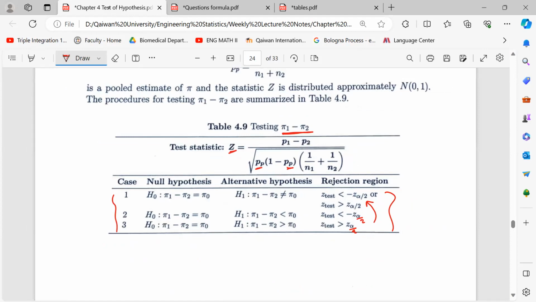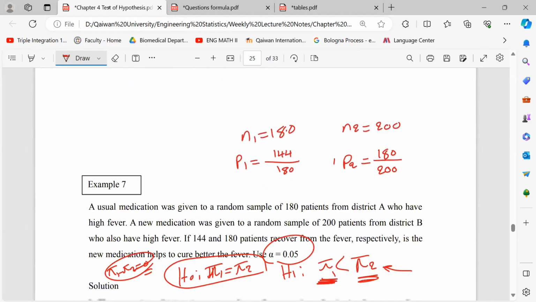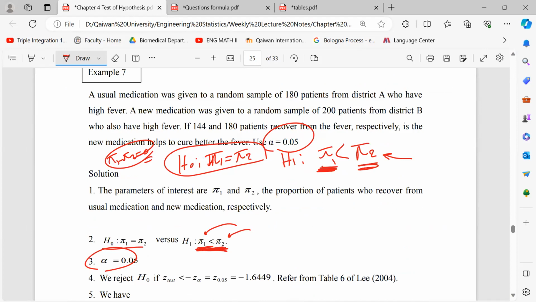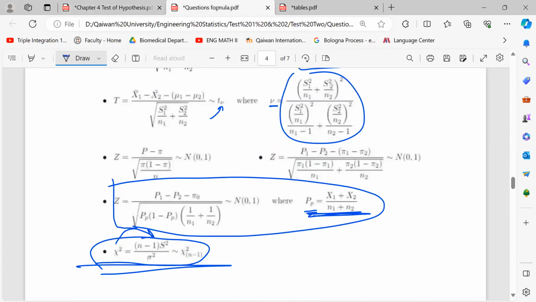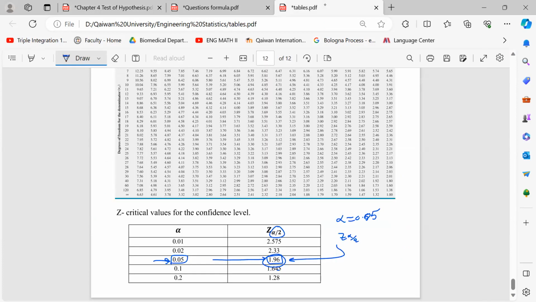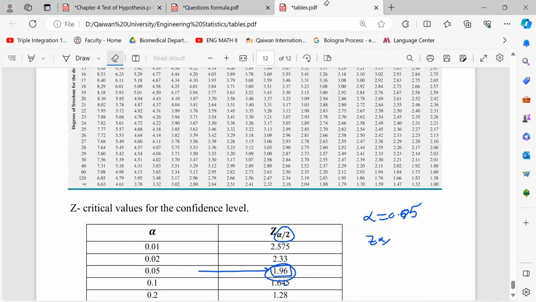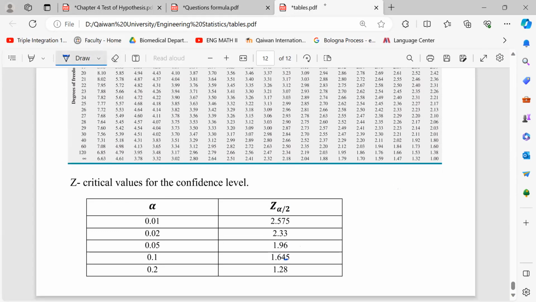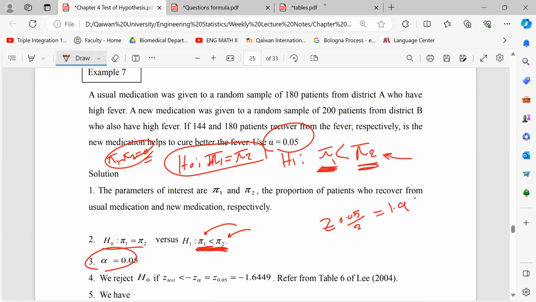Z of alpha over 2. Let's find it. What's alpha? Alpha is given. Alpha is 0.05. So we need to find Z of 0.05 over 2. Let's return to the table. The Z table is the little table at the end of the list of tables. Z of alpha over 2 is 1.96. We take this. It is 1.96.